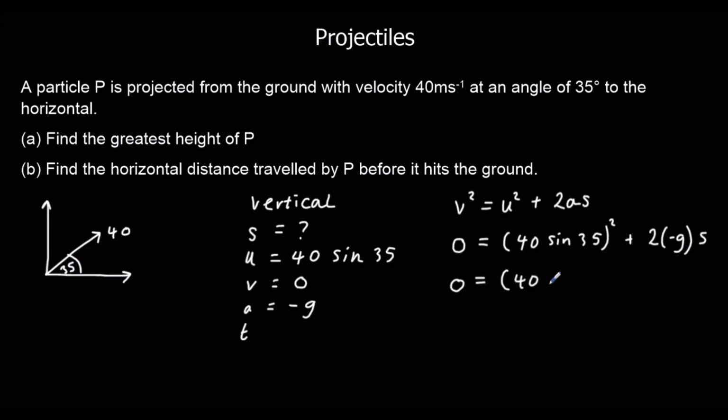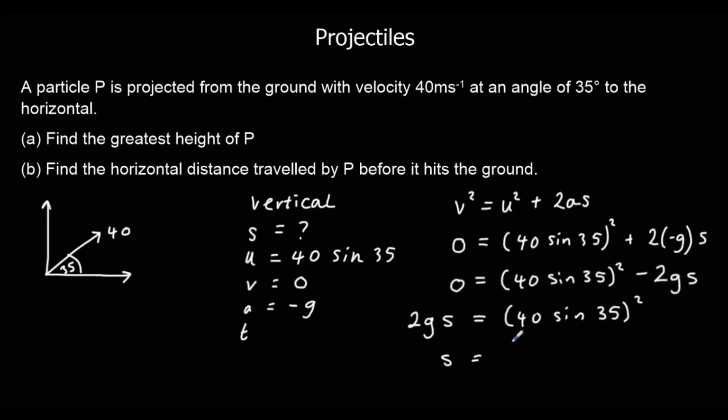So we've got 40 sine 35 squared minus 2gs. We'll plus 2gs to both sides, so we'll have 2gs equals 40 sine 35 squared. Divide both sides by 2g, which is 40 sine 35 squared over 2g. Now we can grab our calculator and work this out as a decimal.